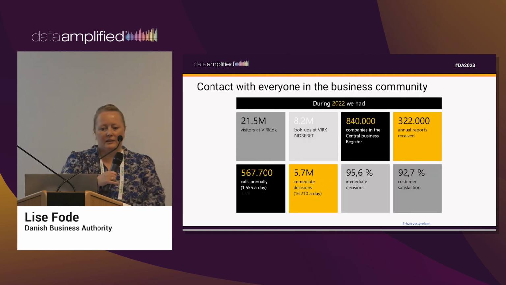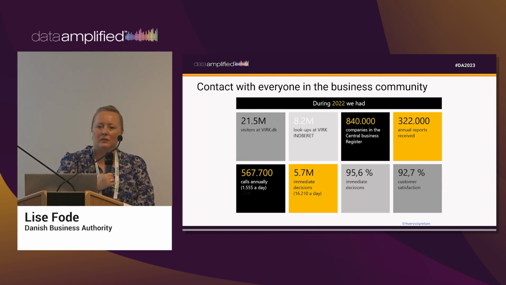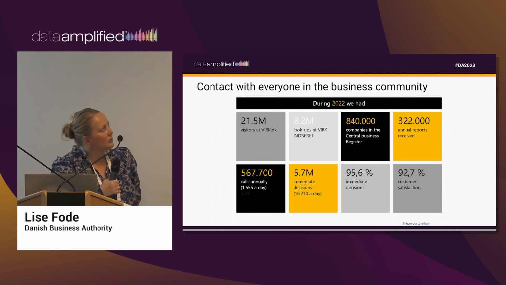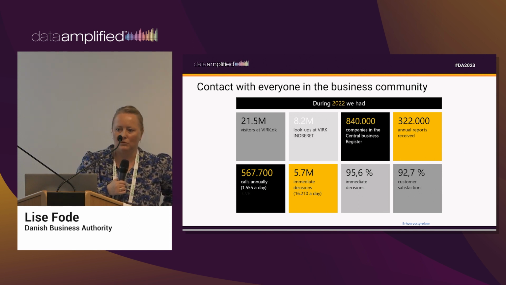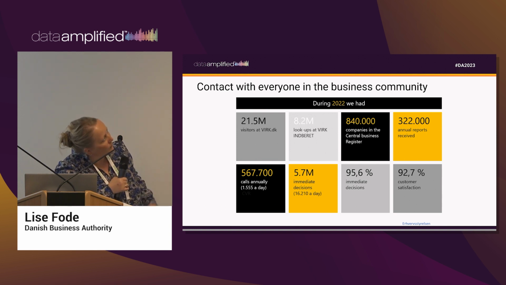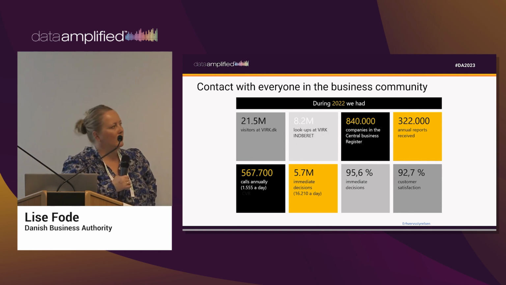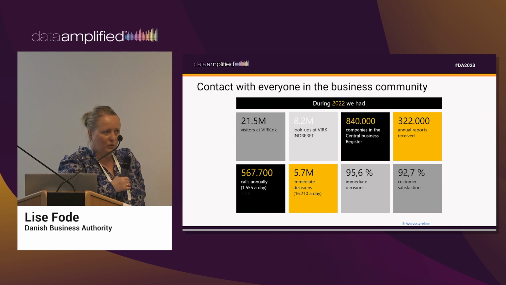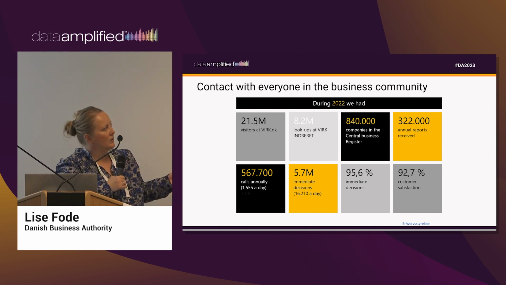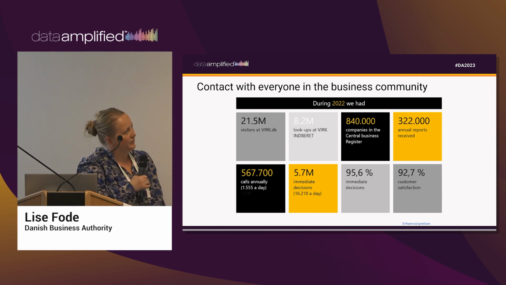If you see here at this slide, you can see how we are in contact with our business community. So we receive around 300,000 annual reports a year in XBRL, of course, and the Virk.dk, that's our business portal. So we have a lot of interaction at the business portal where the companies log on to see how their business is going, and all the data can be extracted there as well.